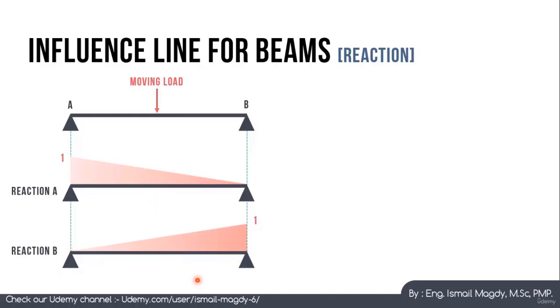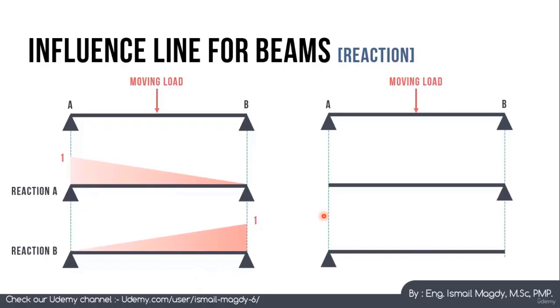There is a very useful trick that can make it easier for you to draw the influence line for the reactions. I'm going to show it to you now. Here we have this moving load and we have these two supports A and B, and we want to draw the influence line like we agreed.